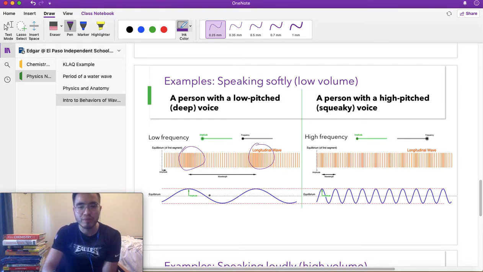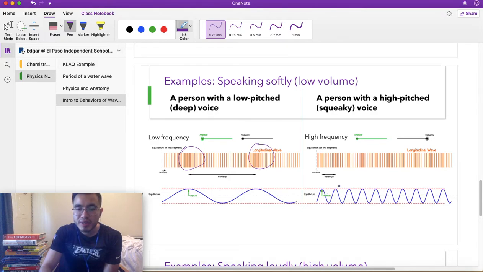Speaking softly, low volume. And for a longitudinal wave, we have these areas of compression. We're going to study them and name them correctly later on. But see, these are areas of compression. And the distance from one area of compression to another area of compression is the wavelength, same as from crest to crest. For a high-pitched voice, you can see the areas of compression repeat themselves a lot more frequently than the low-pitched voice.